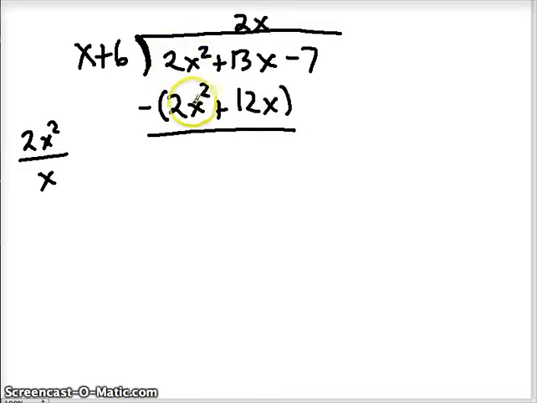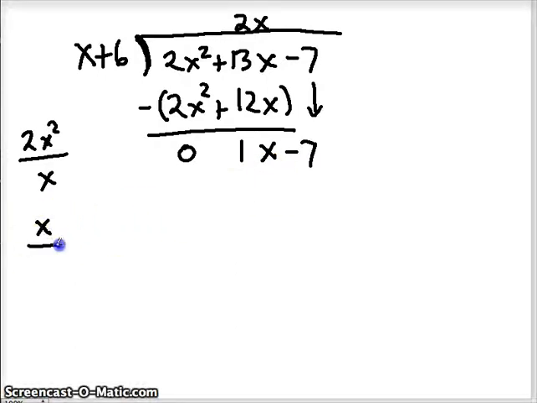So when I do 2x squared minus 2x squared, I get 0. When I subtract 13x minus 12x, I get 1x. Okay, we bring our next number down. So now we have 1x minus 7. We repeat the process. How many times does x go into 1x?